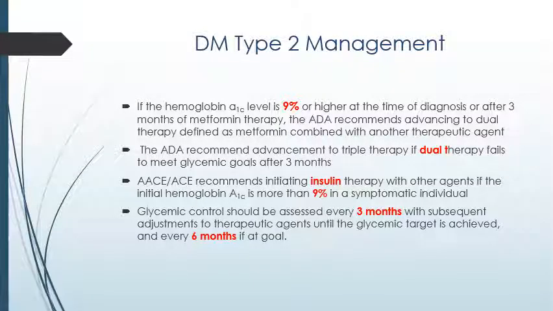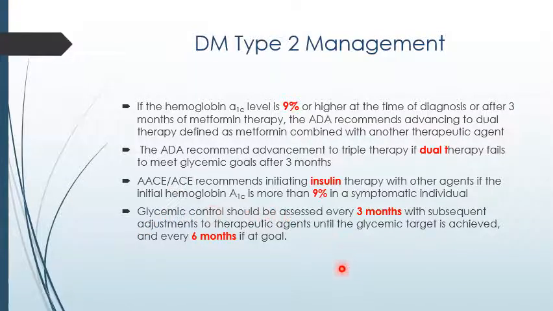If hemoglobin A1C level is 9 or higher at the time of diagnosis or after 3 months of metformin therapy, the ADA recommends adding another hypoglycemic agent. The ADA recommends advancement to triple therapy if dual therapy fails to meet the glycemic goal after 3 months. And if the HbA1c is more than 9, we start insulin. So we have two options here. If the hemoglobin A1c is not controlled and it's above 9, we start triple therapy or we start insulin. But with insulin, we stop the other agents and continue the patient on metformin.